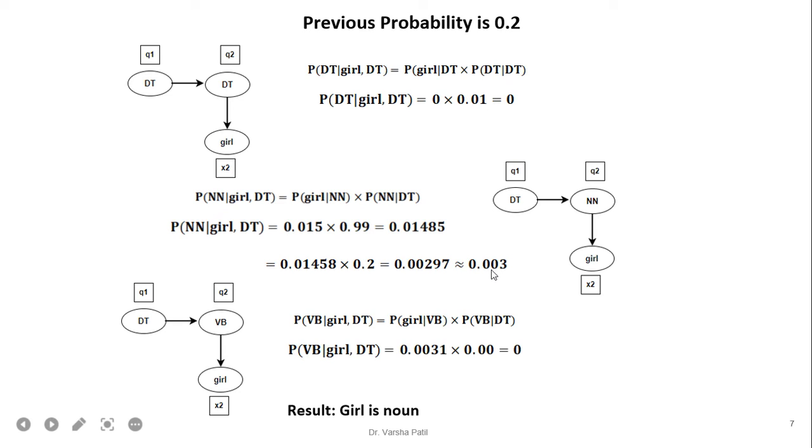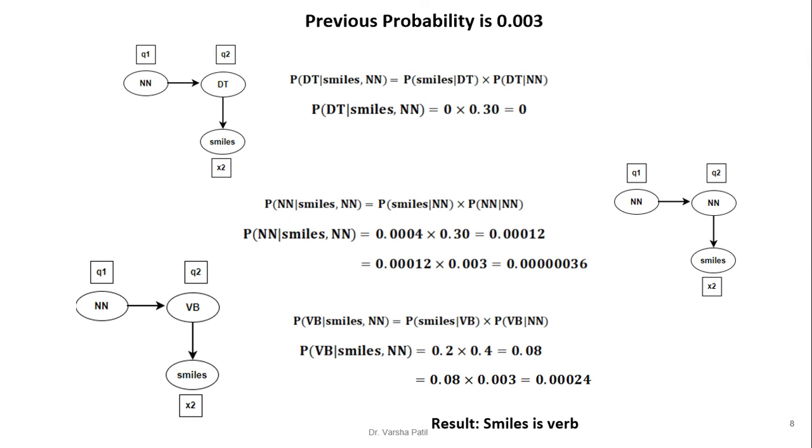So this 0.003 indicates the probability, and for girl as a verb we are getting the probability 0. So from here we can conclude that girl has the part of speech tag noun. Initially there was ambiguity whether girl is a verb or a noun, but now girl is a noun with the probability 0.003. Now the next word is "smile."